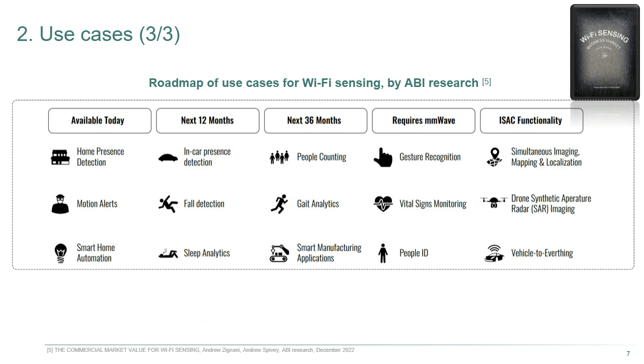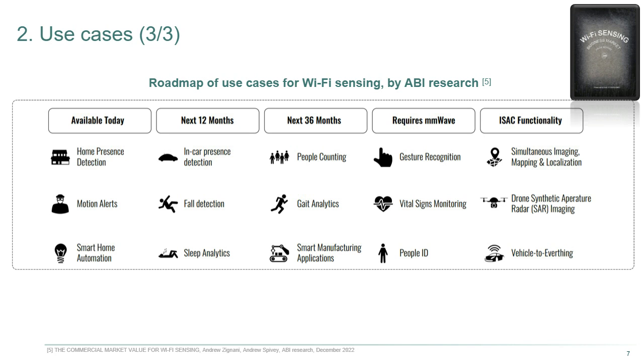Then this slide shows the roadmap of use cases for Wi-Fi sensing. This picture is provided by ABI Research, which is a consultancy company. They basically divided the use cases into different phases. Some use cases may be available today already, for example presence detection and motion alert, and some use cases may need more time.